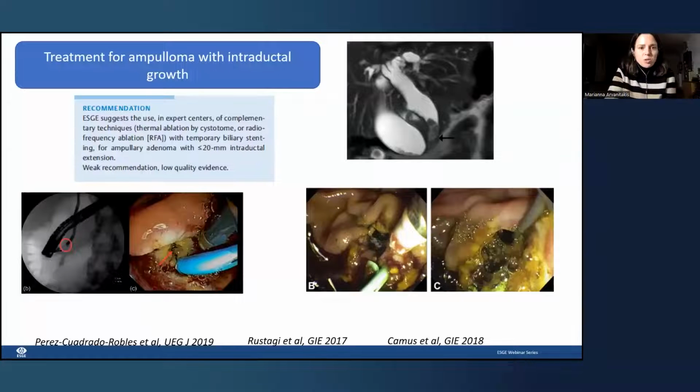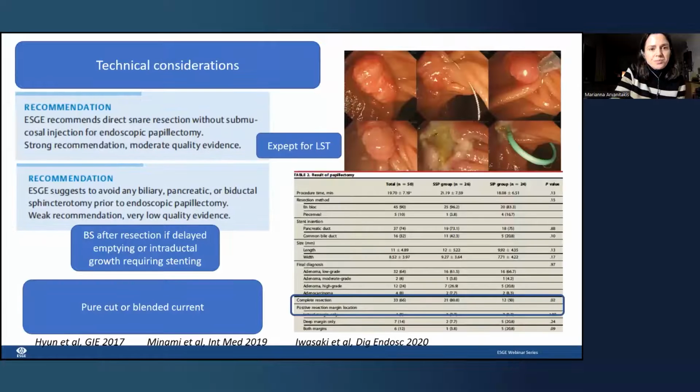What about intraductal growth? We've also talked about that. In cases where this is limited, less than 20 millimeters, in expert centers, we can use some complementary techniques, radiofrequency ablation or thermal ablation by cystotome. There are some studies, but this really has to be defined according to the patient.